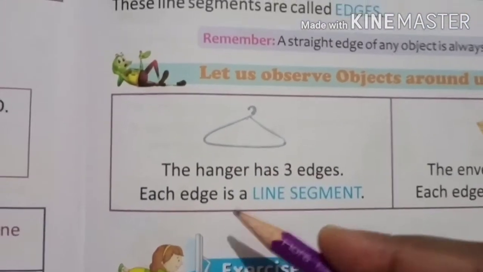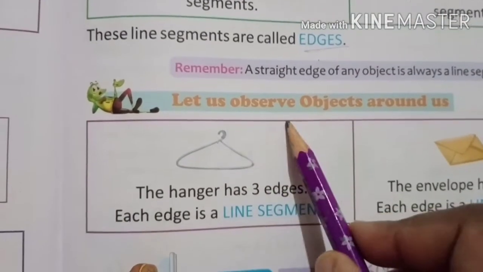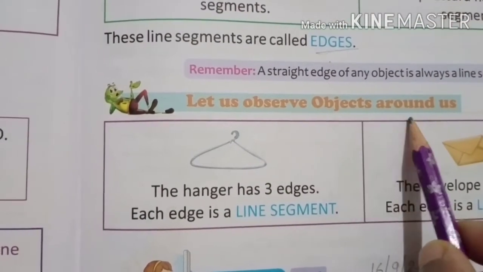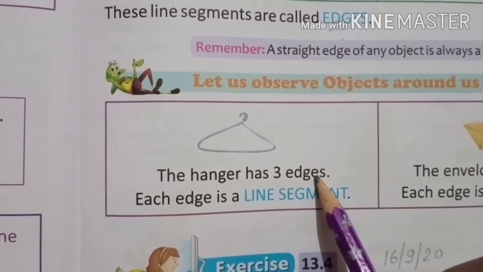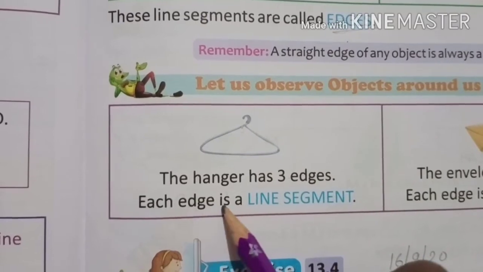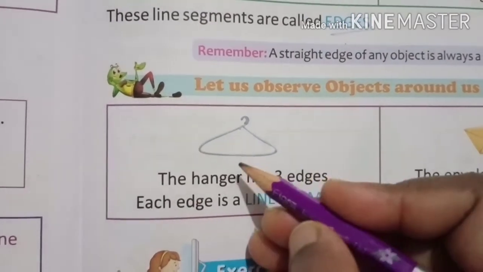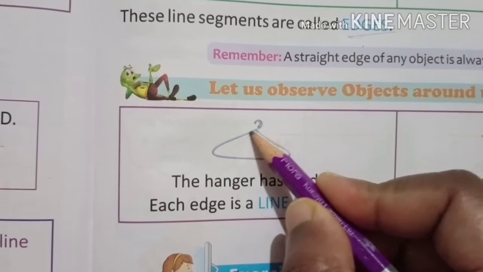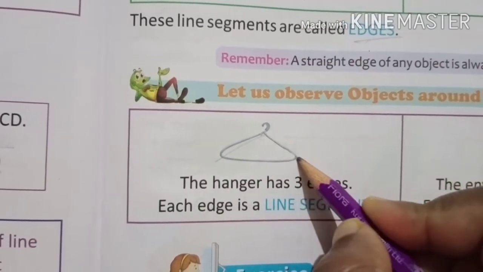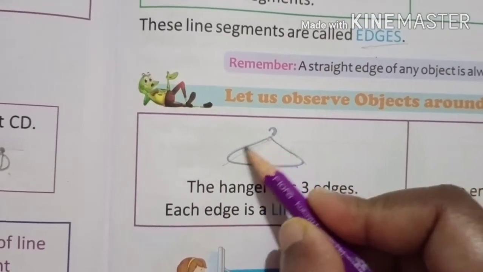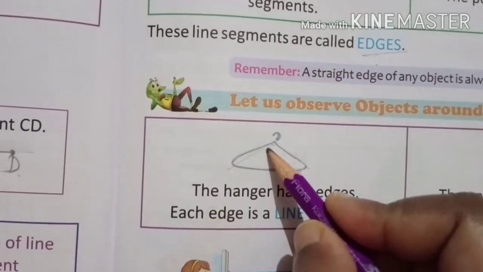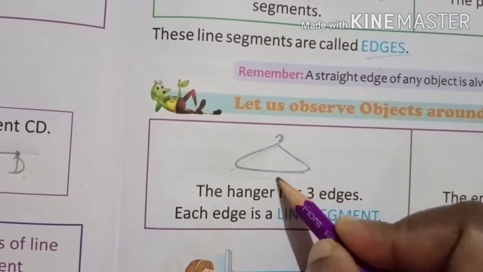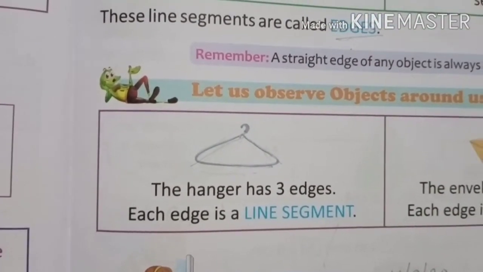So, now come to this figure. Let us observe objects around us. The hanger has 3 edges. Each edge is a line segment. Yes, see, this is one line segment, this is one line segment, and this is one. There are 3 line segments, means 3 edges. Okay, each edge is called a line segment.